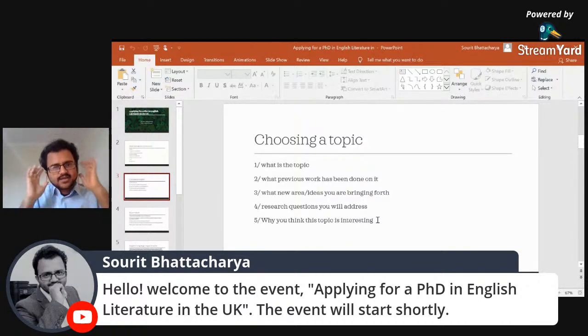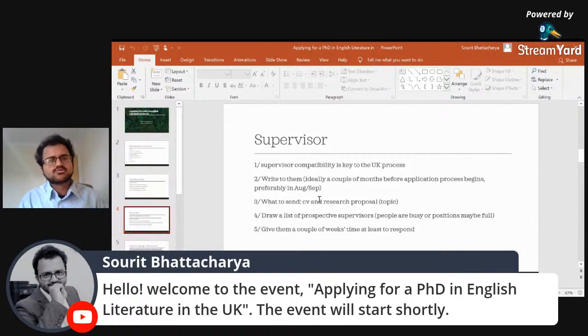Okay, so take your time to think about the topic very clearly, and then write about it, like prepare a research proposal based on the topic. So that will be your first work. Second thing will be about the supervisor. Now, as I said, finding a supervisor is key to the UK process, and that is what I've found out.